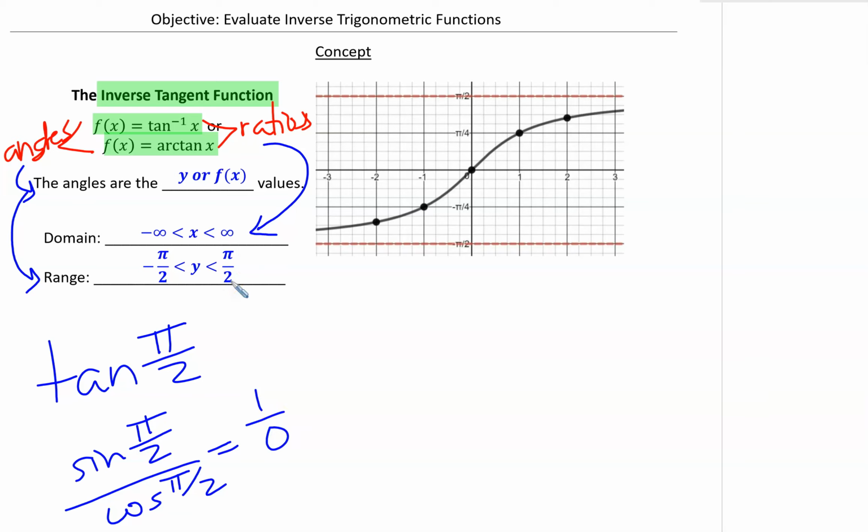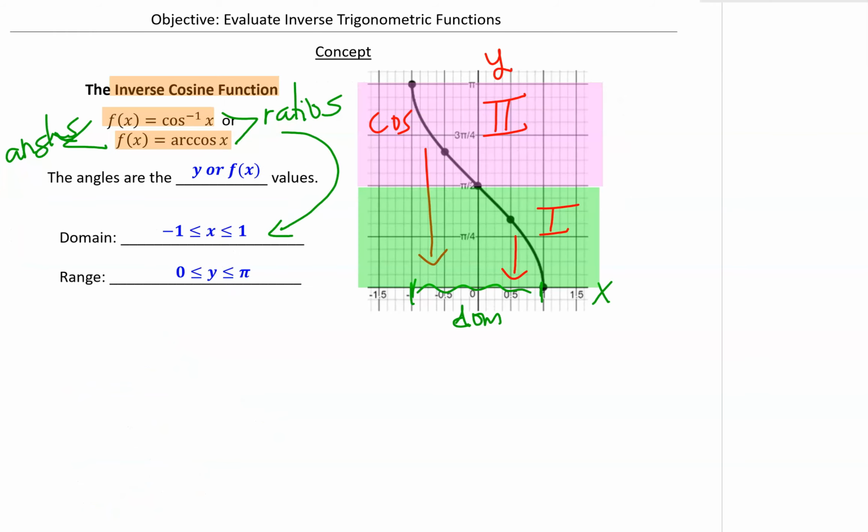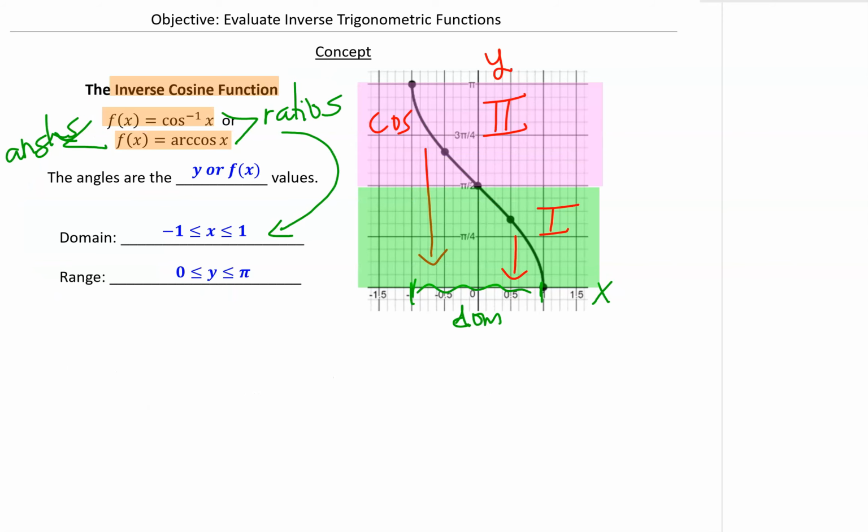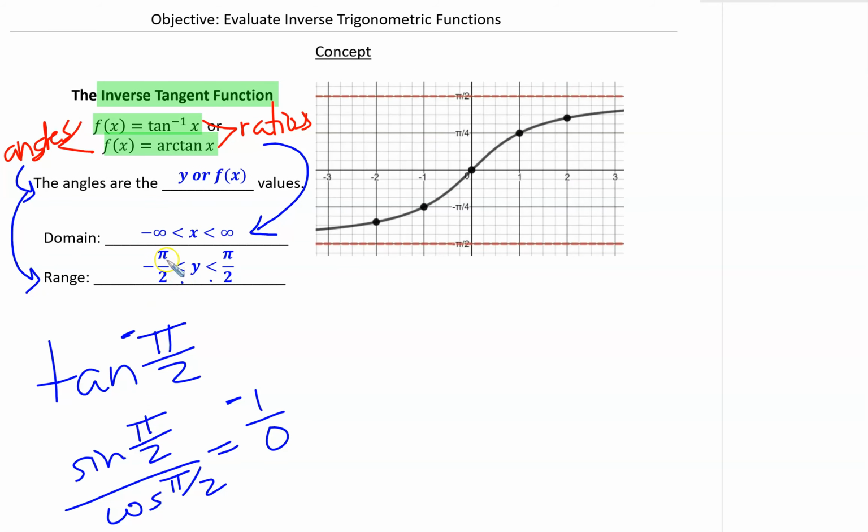Tangent's not defined there. And for negative π/2, sine is -1 and cosine is again 0, so it's undefined there also. So that's why you see these don't have the equals portions like they did with sine. If we look back at sine, notice we have less than or equal to π/2. The negative π/2 is less than or equal to our angle values. But for tangent, we do not because tangent is undefined at these two angles. So when we invert it, we get this right here.